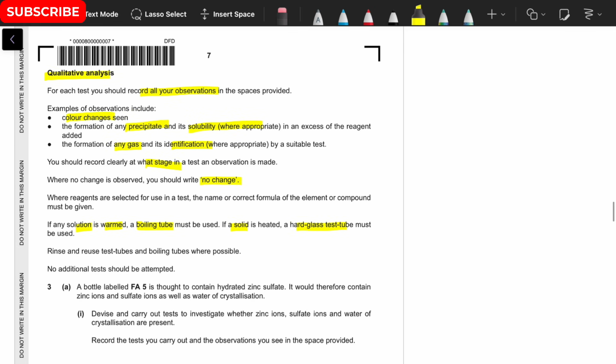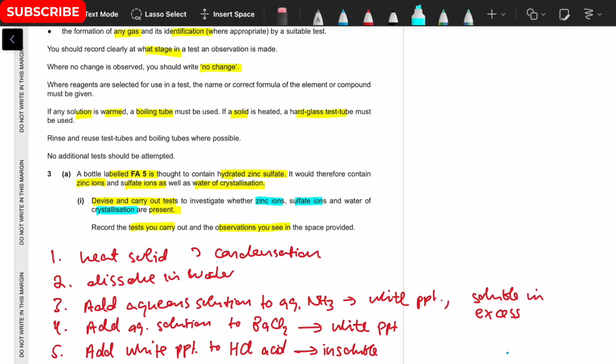No additional tests should be attempted. Let's look at 3A. So it says we have a bottle labeled Fa5 and it is thought to contain hydrated zinc sulfate. Therefore, it should contain zinc ions and sulfate ions as well as water of crystallization. It's asking us to devise and carry out tests to investigate whether these three are present. We should record the tests and carry out and note down any observations we see in the space provided. Okay, to see if we have these ions, we need to carry out a series of tests.